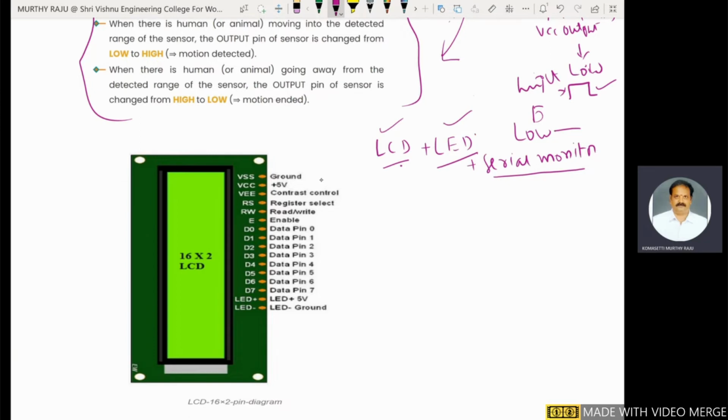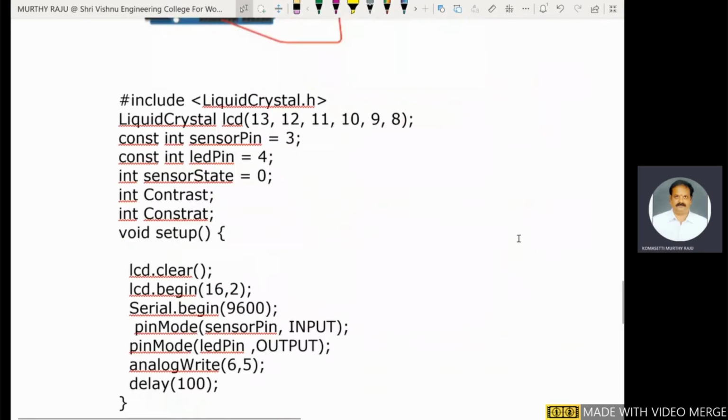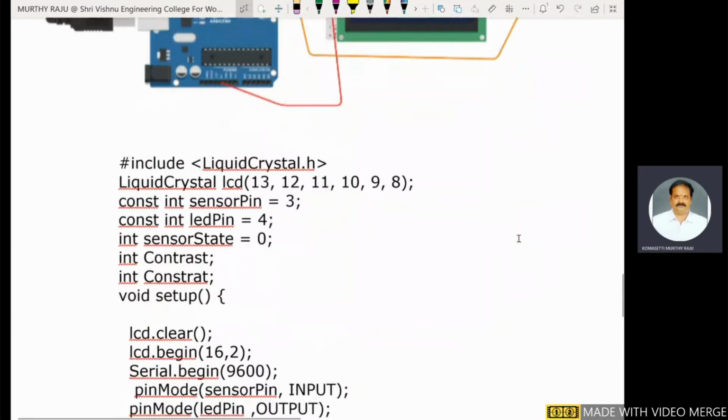This one is ground, VCC, contrast control, register select, read write, enable. One important point here is you have to make some connections on this liquid crystal LCD.